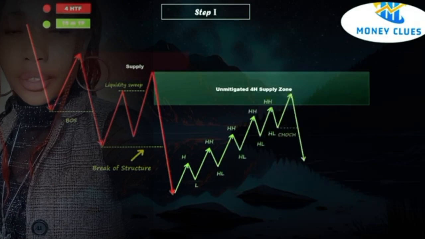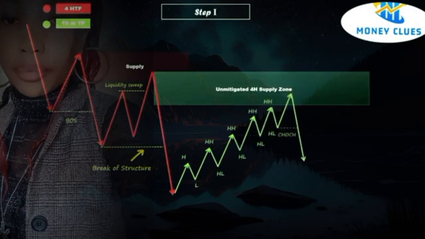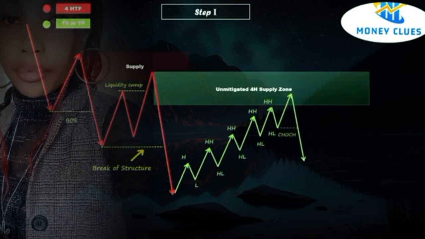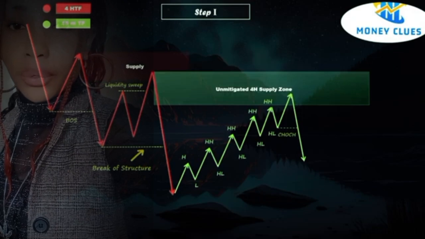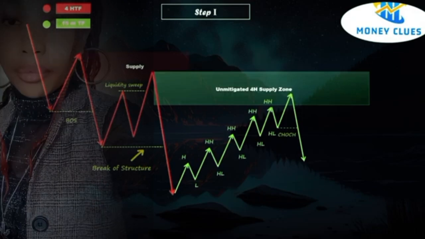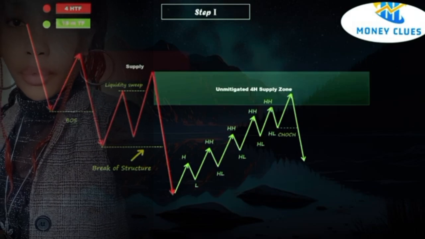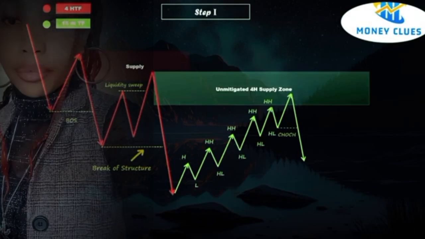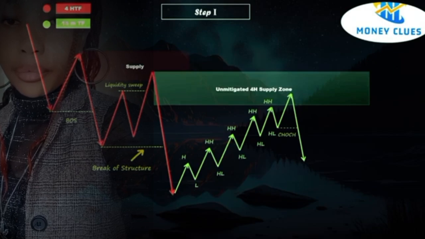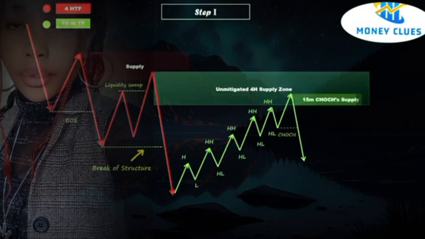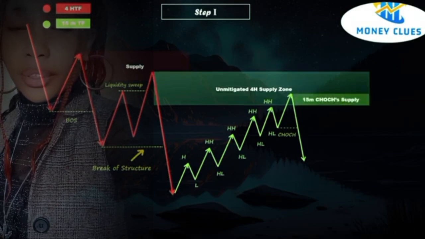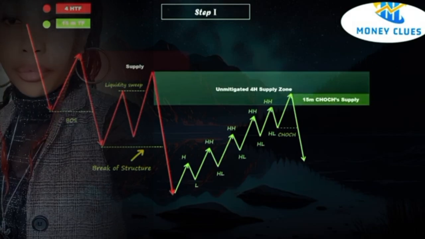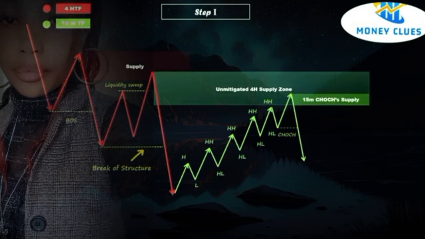So, switch to the 15-minute time frame, closely monitor the price movement, and patiently wait for the price to return to the 4-hour time frame supply zone and form a change of character pattern. After detecting the confirmation for market structure shift in the 15-minute time frame, now follow these steps. 1. Identify and highlight the supply zone generated by the change of character's bearish wave in the 15-minute time frame.